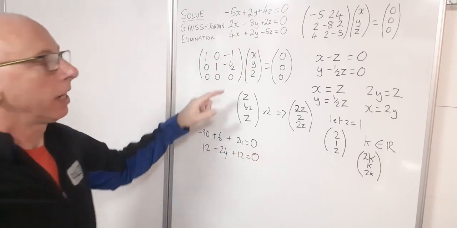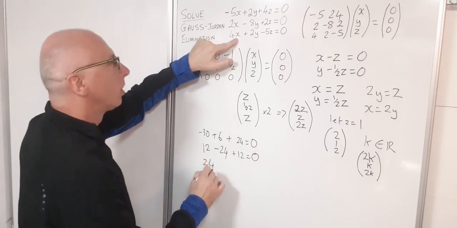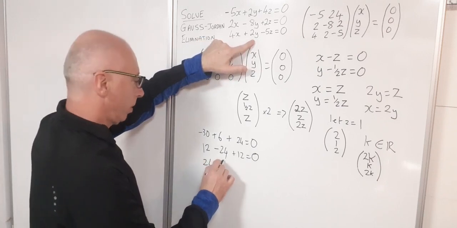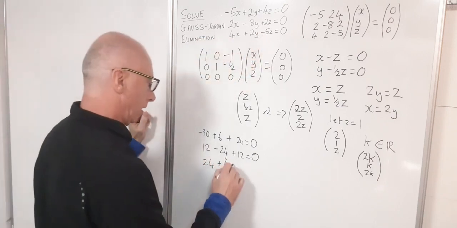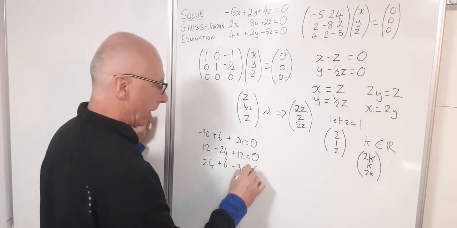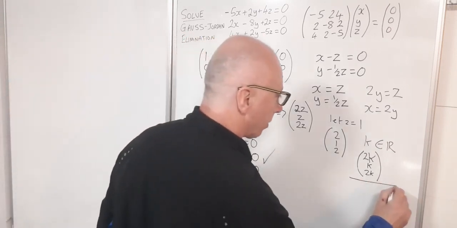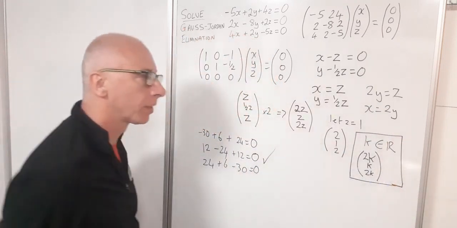That's good. And let's try this one here. Let x equal 6. That gives me 24. 2 times 3 is 6, so that's plus 6. And minus 5 times 6 is 30, so that's minus 30. That also equals 0. So this system of equations checks out. So I'm happy that will give me my answer.